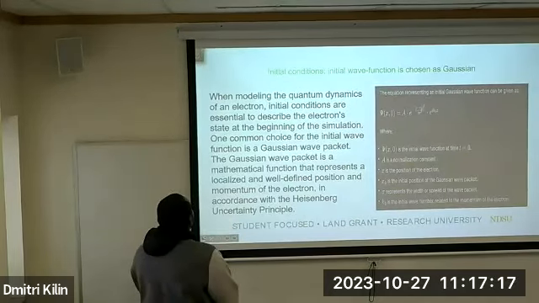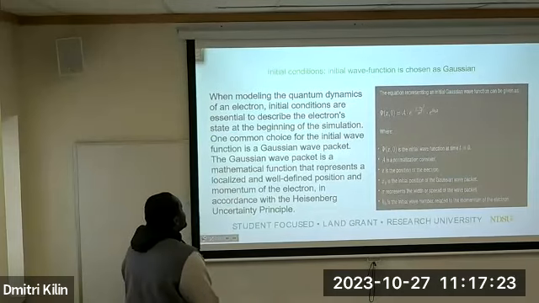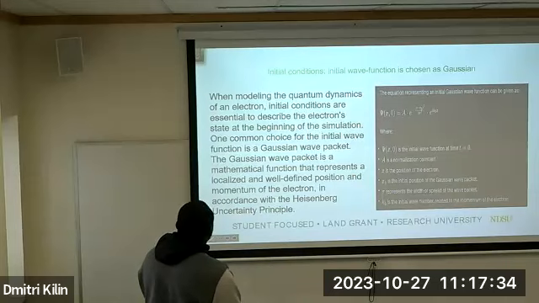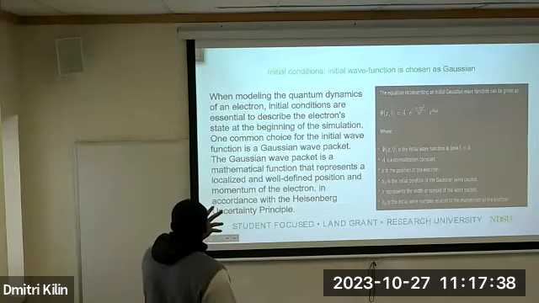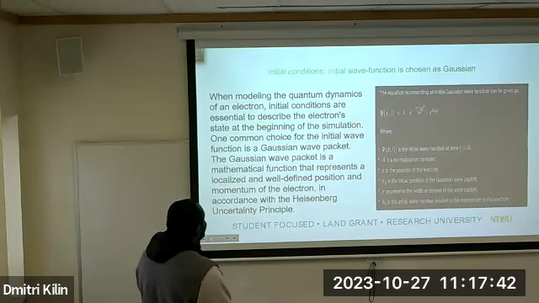For initial conditions, when modeling the quantum dynamics of an electron, initial conditions are essential to describe the state of the electron at the beginning of the simulation. One common choice for the initial wave function is the Gaussian wave packet. The Gaussian wave packet is a mathematical function that represents a localized and well-defined position and also a momentum of the electron in accordance with the Heisenberg uncertainty principle.